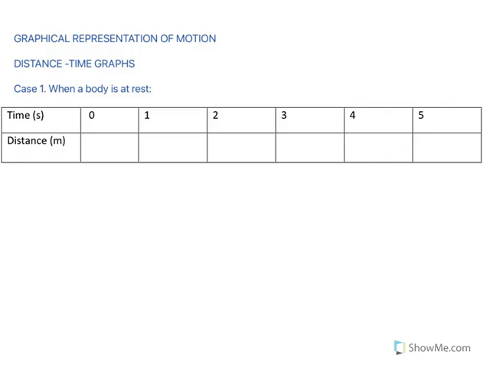Graphical representation of motion. Here we will learn the distance-time graphs. The first case is when a body is at rest. Now, suppose a body is stationary at a distance of 10 centimeters from the origin. So we take a point here, we call it the origin, say O, and you have a body at a distance of 10 centimeters from the origin, at a point A.